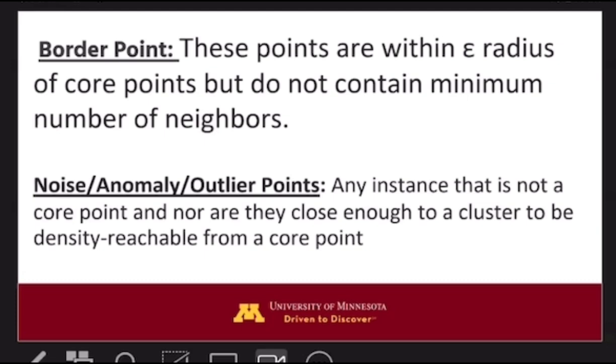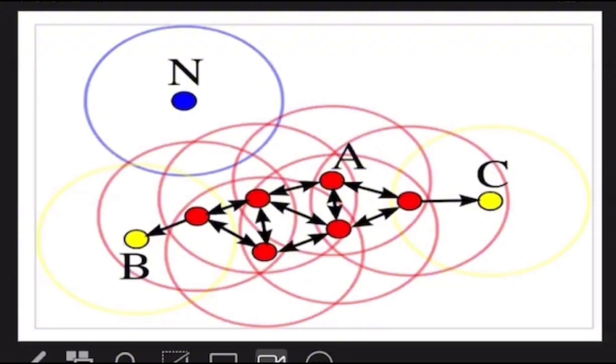So the border points are within the epsilon, that's the minimum neighborhood distance that you're actually going to set, but do not contain the minimum number of neighbors. It doesn't have the minimum number of neighbors to be considered a cluster. Then we also have noise. Now I need you to take a look at what I'm going to be showing you now.